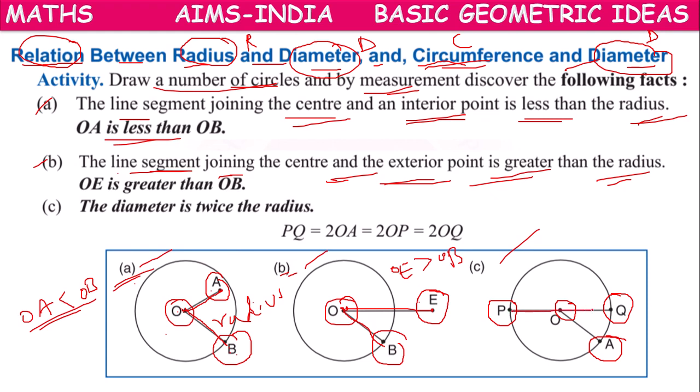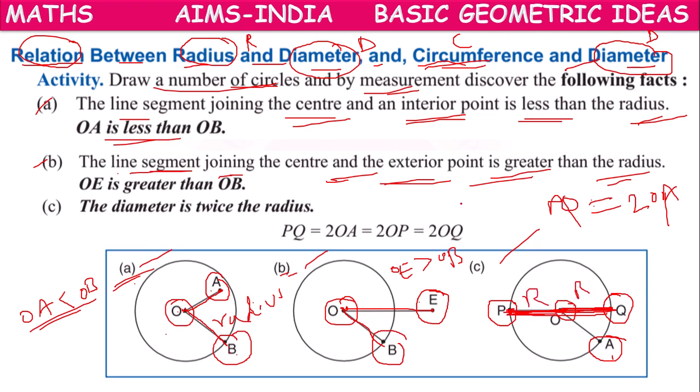This is the diameter. Diameter means the line joining two points on the circle passing through the center. It will be double the radius. So this PQ is equal to double the radius. If the radius is OA, double the radius is 2OA. Radius OQ also can be called radius, and OP also can be called radius.